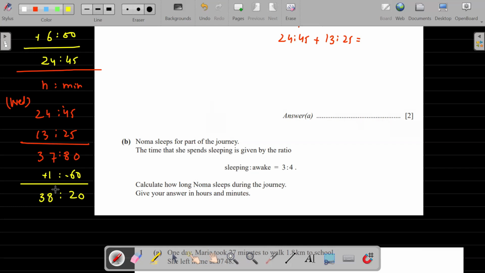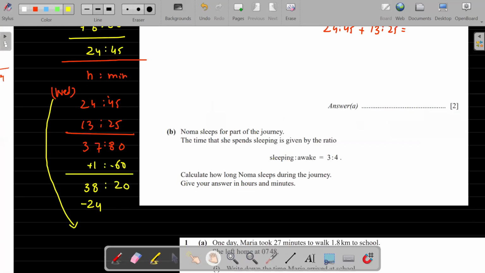Now it says that 37 plus 1 is 38. As you can see, my hours cannot exceed 24, so I need to subtract 24 from it and add 1 day. 24 will be subtracted and 1 day will be added. So it will be 38 minus 24, which is 14, and this is 20, and the day will be Wednesday plus one more day. It is Thursday.